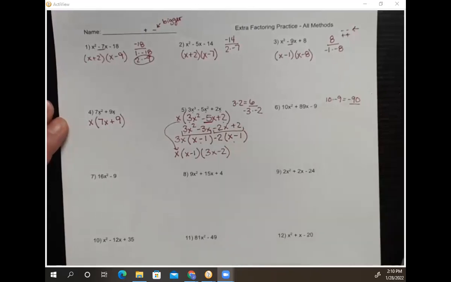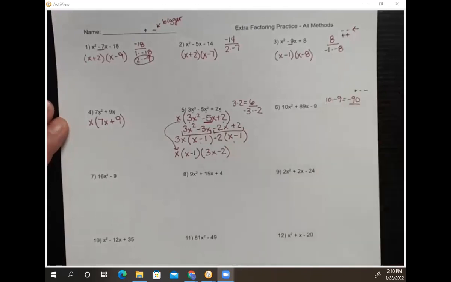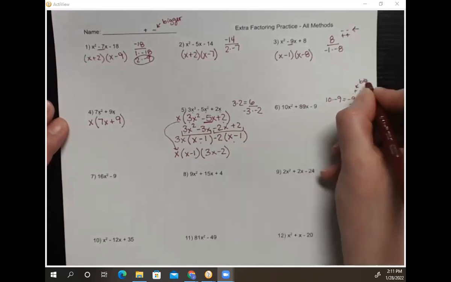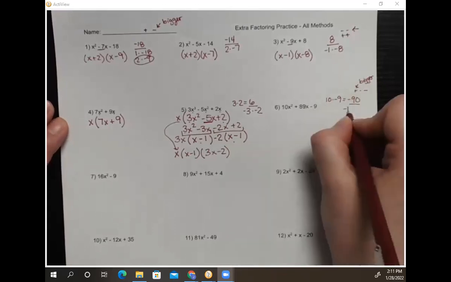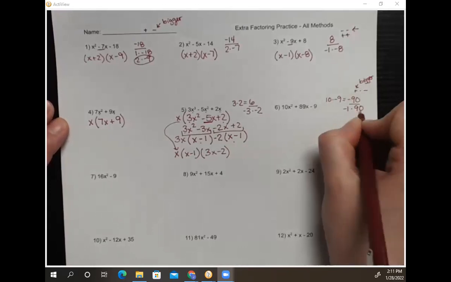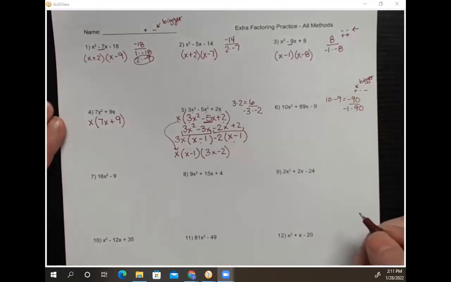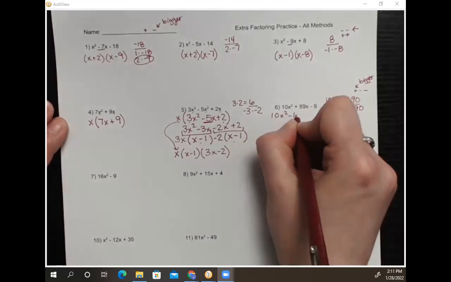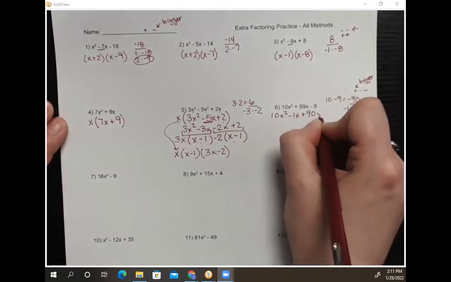Okay. Since I want a negative number, it's going to be a positive times a negative. And I want my number to come out positive. So the positive number needs to be the bigger number. Okay. So this would be negative 1 times 90 would give me negative 90. If I added them instead, I'd get 89. So those are the factors that I want here. So I have 10x squared minus 1x plus 90x minus 9.